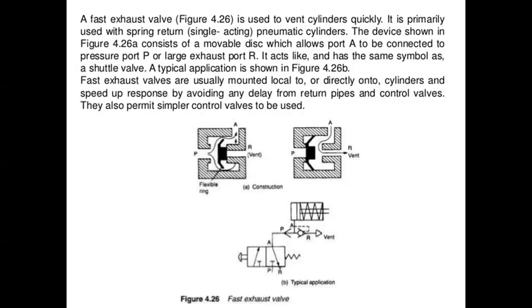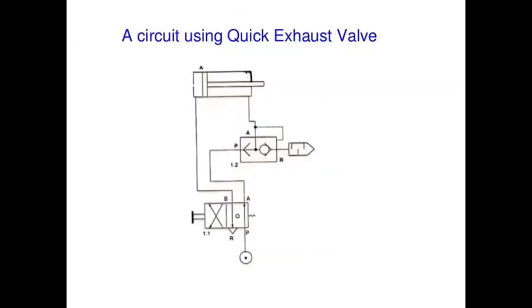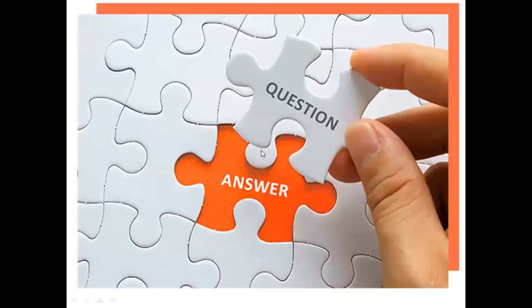In this figure, we can see construction of this exhaust valve with flexible ring. This is flexible ring. From P to A, and here in second figure, A to R. A circuit using quick exhaust valve. See here our basic DCV, actuator, outlet position, quick exhaust valve.